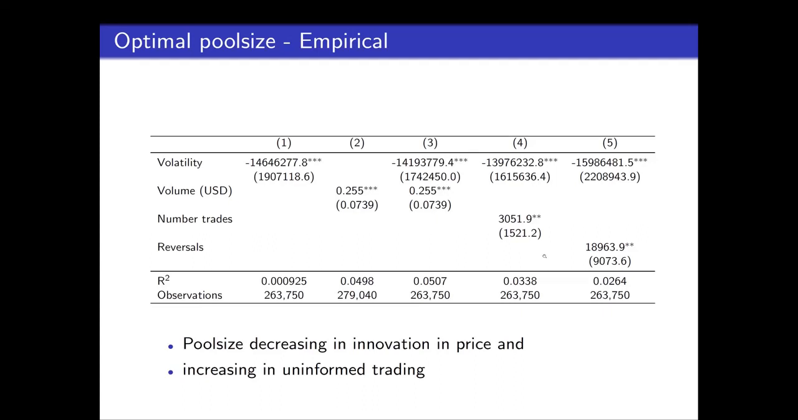Our best measure of uninformed trading is what's called reversals. So this is the logic that I showed you before in the graph, where an uninformed trader arrives and pushes the price out of the equilibrium, and then an arbitrageur comes along and pushes the price right back to the equilibrium price. So we look for these patterns in the data, cases where somebody trades a certain amount in a pool, and right after, in the next transaction, an arbitrageur comes and pushes the price right back to where it was. We can identify these patterns and find that the pool size actually increases in the amount of these short-term reversals.